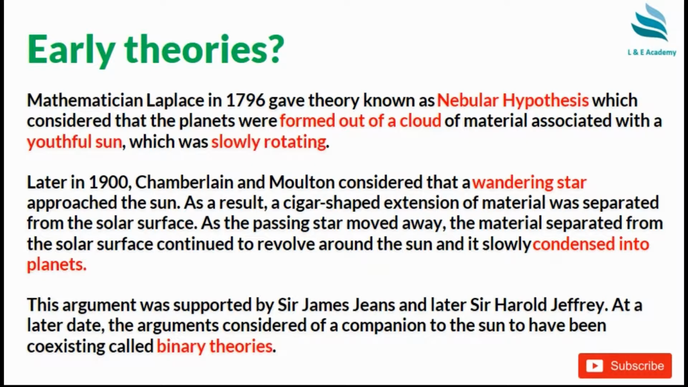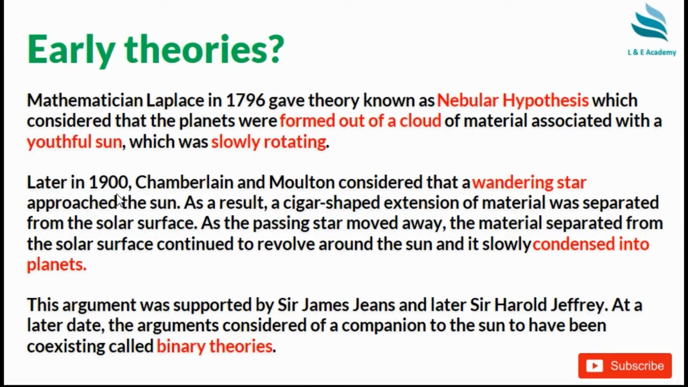Now, the mathematician Laplace in 1796 gave the theory known as the Nebular Hypothesis, which considered that the planets were formed out of a cloud of material associated with the youthful sun, which was slowly rotating. These are the early theories for the origin of Earth. So, what did this theory say? It is called the Nebular Hypothesis, as per which the planets were formed out of a cloud, and this material came out of the youthful sun, which was slowly rotating as well.